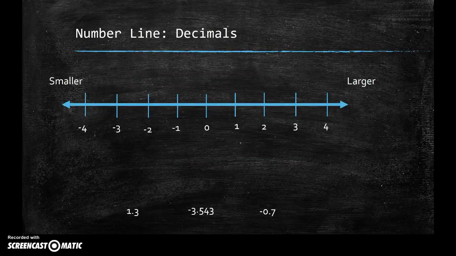Now, when we have decimals, again, it's easy to tell where the numbers belong. Negative 3.543 is between negative 3 and negative 4. Negative 0.7 is between negative 1 and 0. And 1.3 is between 1 and 2. Again, they're going from smaller to larger.